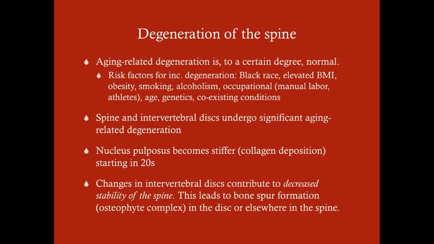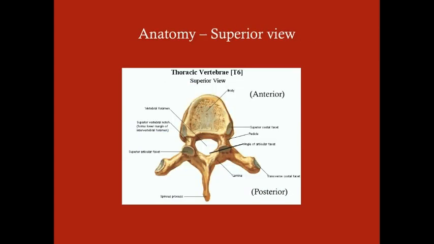And so these changes in the intervertebral discs contribute to decreased stability of the spine, and this can lead to bone spur formation, which is also known as an osteophyte complex. This can be either in or around the disc or elsewhere in the spine, particularly that area known as the lamina, right here, and the articular facets.